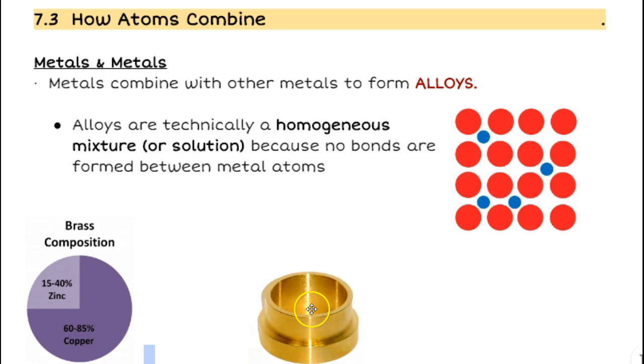The only difference is that in an alloy, we're talking about metal and metal atoms, and we're also talking about solids that are mixing. So if you were asked, well, what's going on when a metal mixes with a metal? Well, you would say it forms an alloy.